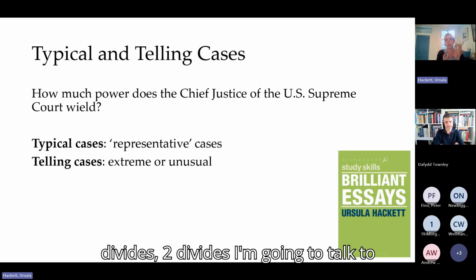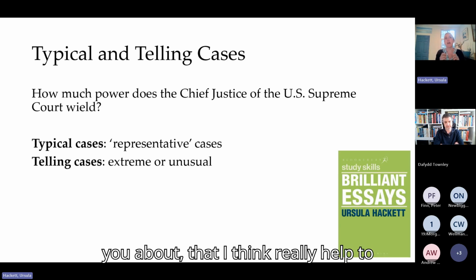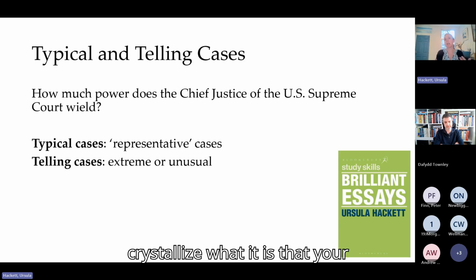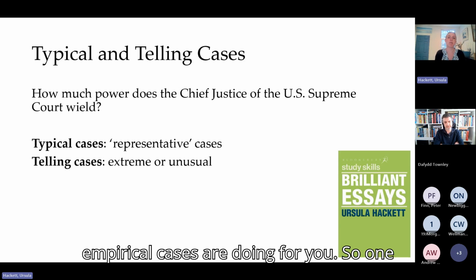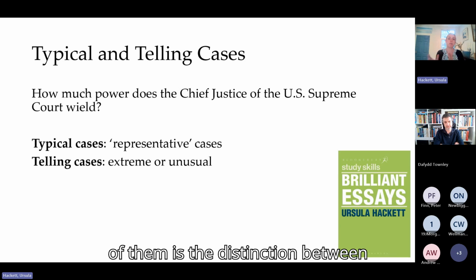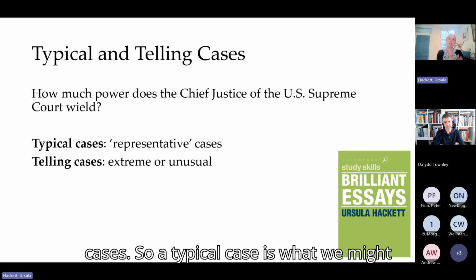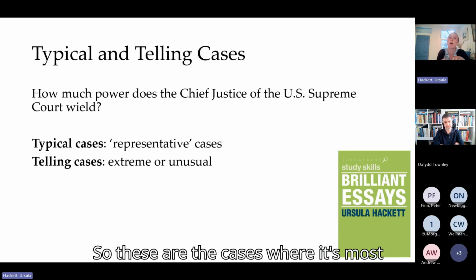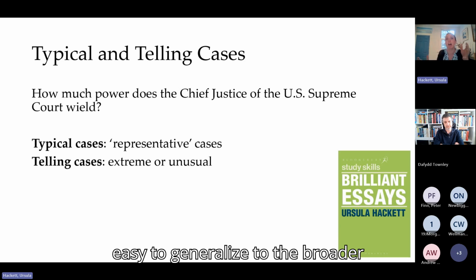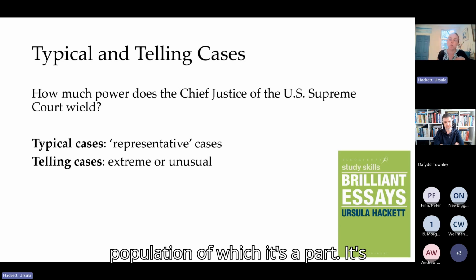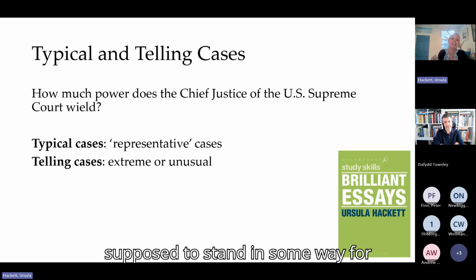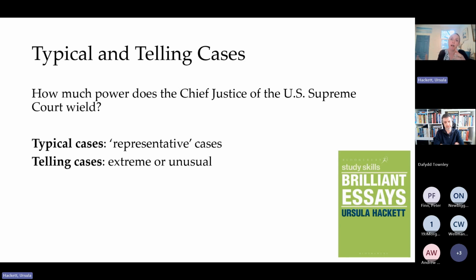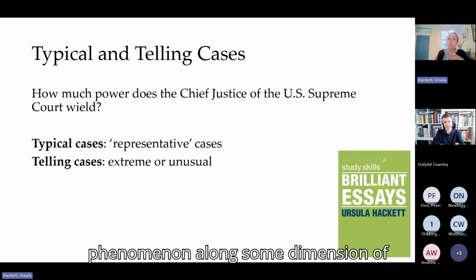There are several divides, and there are two I'm going to talk to you about that I think really help to crystallize what it is that your empirical cases are doing for you. So one of them is the distinction between typical cases and telling cases. A typical case is what we might think of as a representative case, right? These are the cases where it's easiest to generalize to the broader population of which it's a part. It's supposed to stand in some way for the broader political phenomenon along some dimension of interest, right?